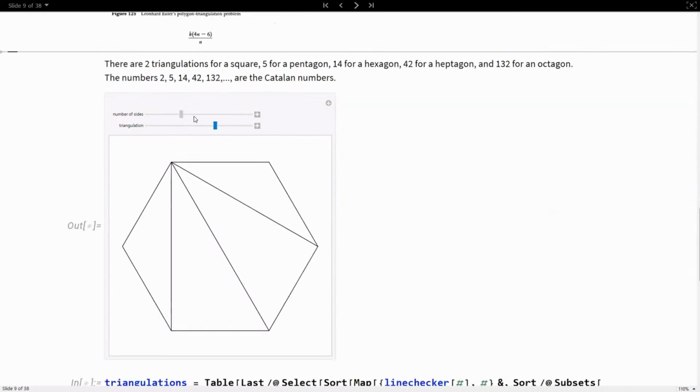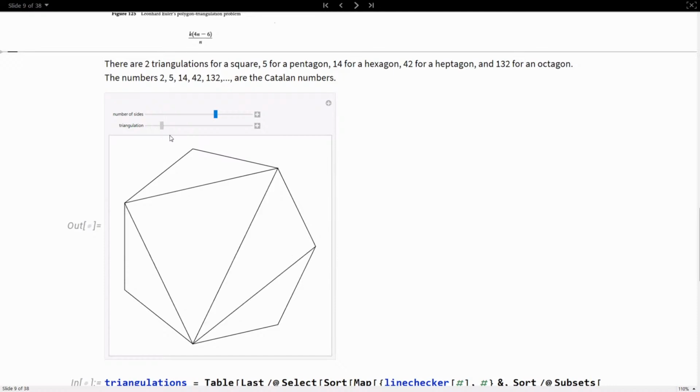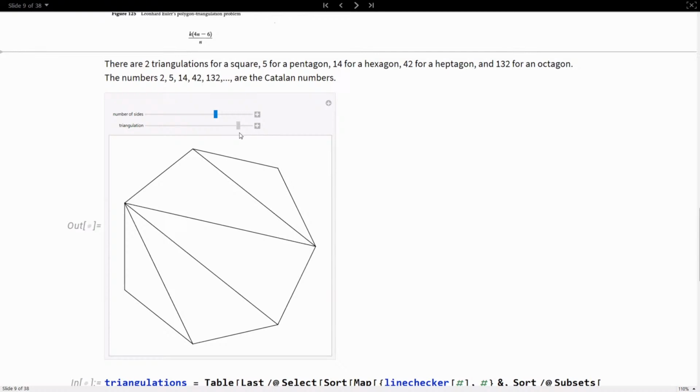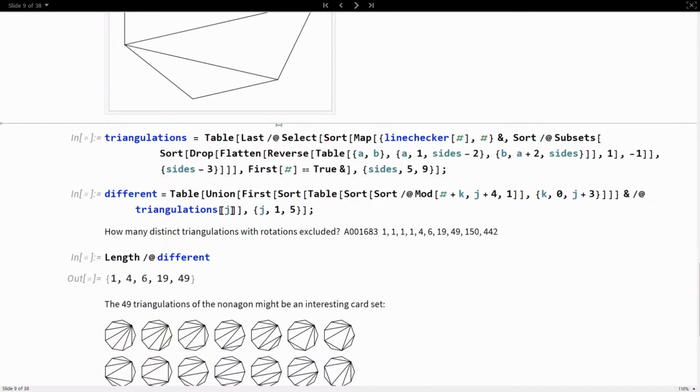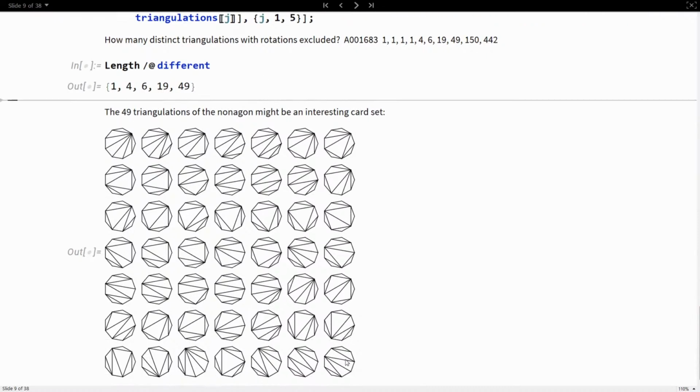So we can see for various polygons, the various ways that they can split up. Like so. Like so. And we can look at the code for this and generate. We can find out how to generate these. So these are the 429 ways of dividing up a nonagon, which I mentioned last month might make an interesting card set.